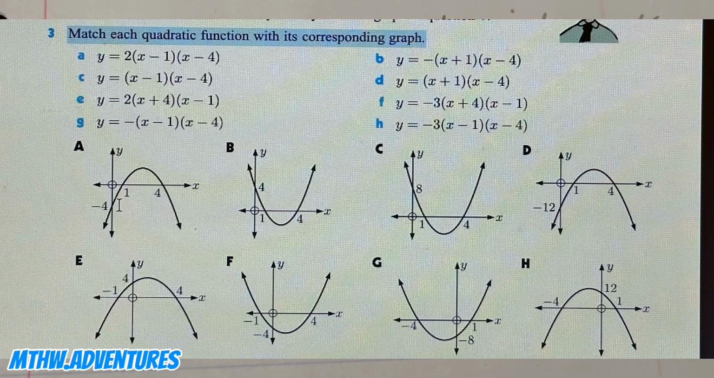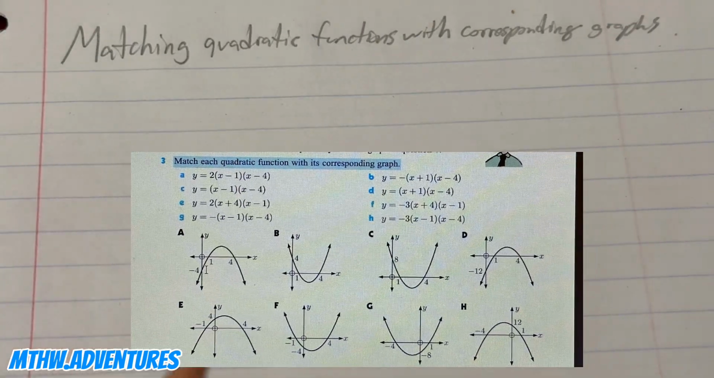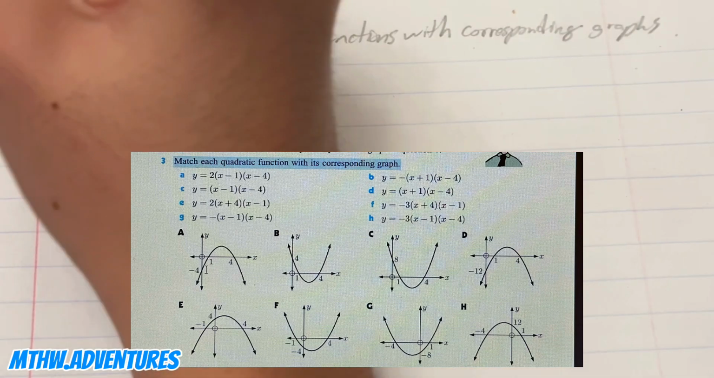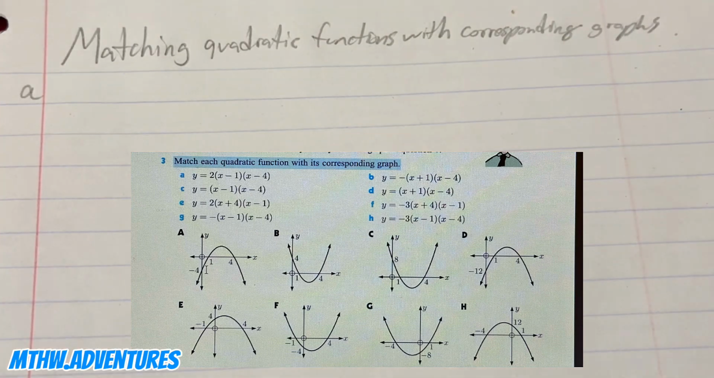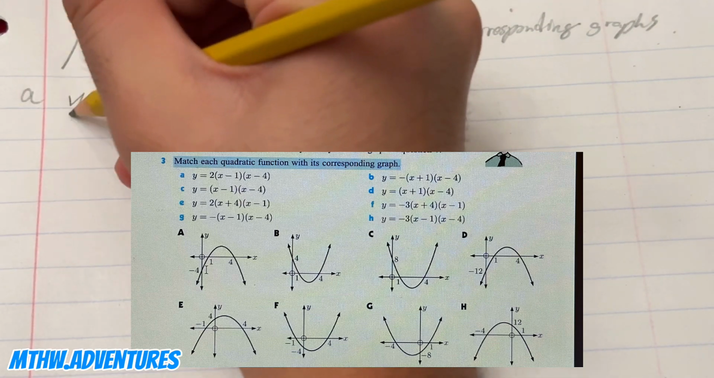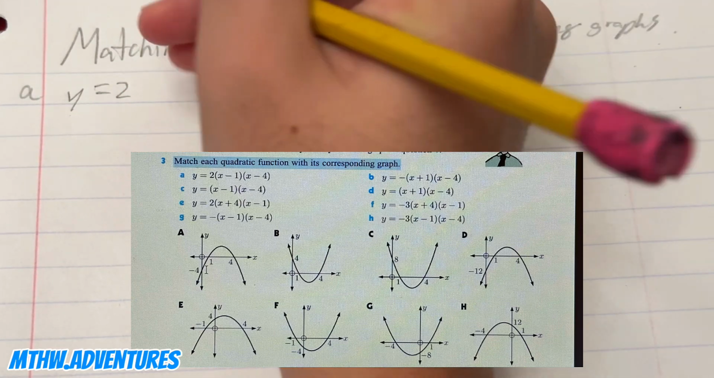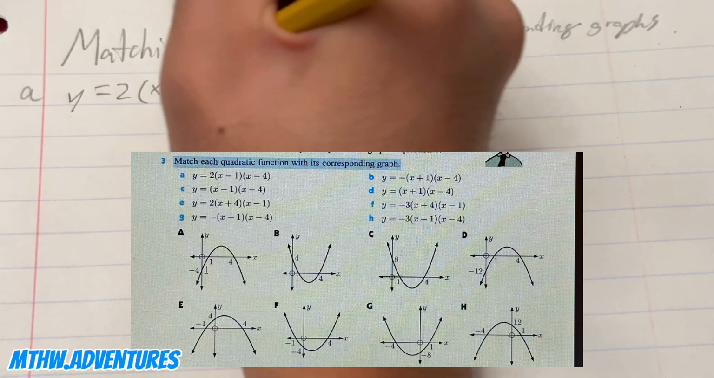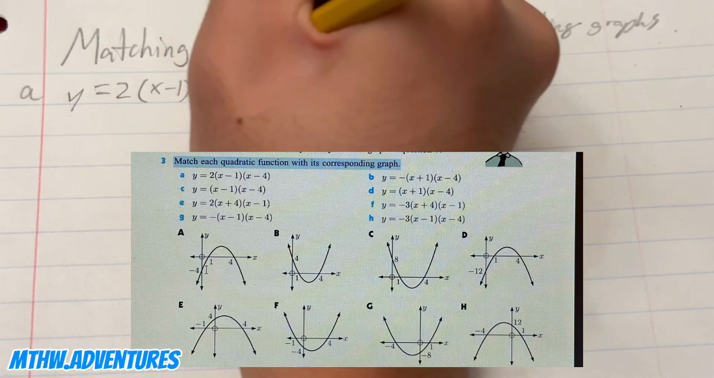We are matching each quadratic function with its corresponding graph. Let's start off with question number A, or letter. Okay, so write it down. Y equals 2, x minus 1, x minus 4.